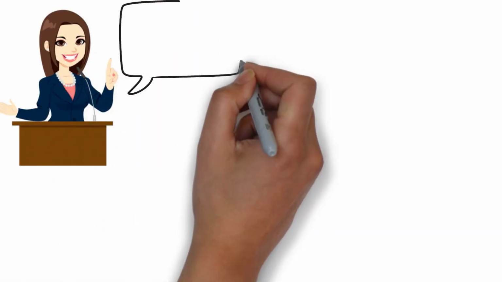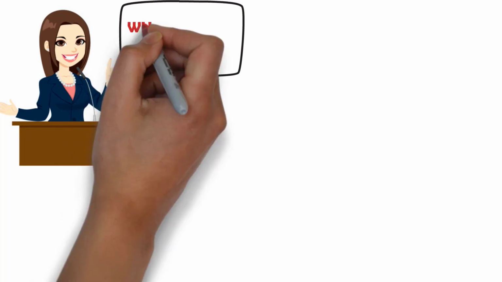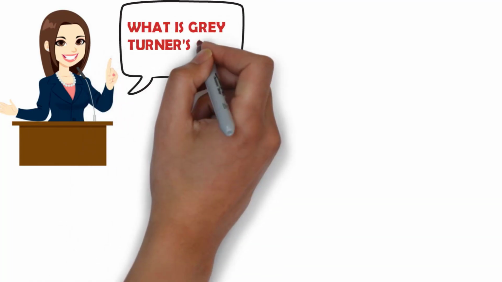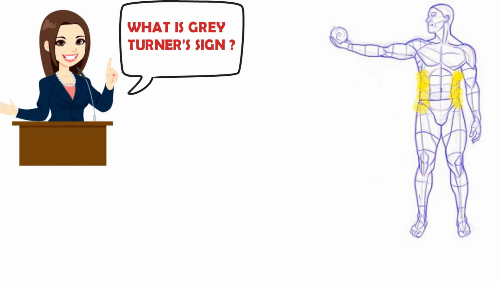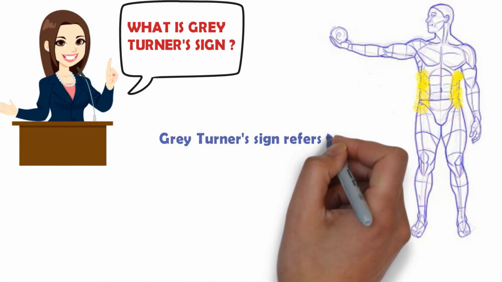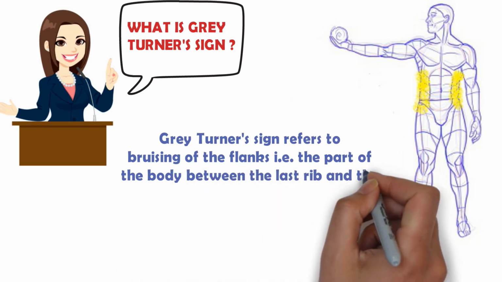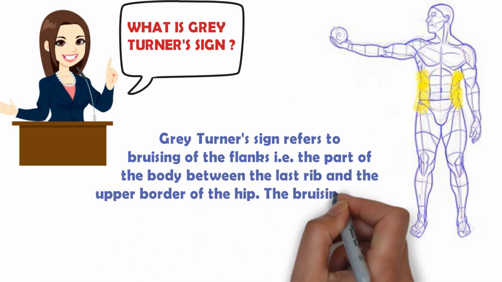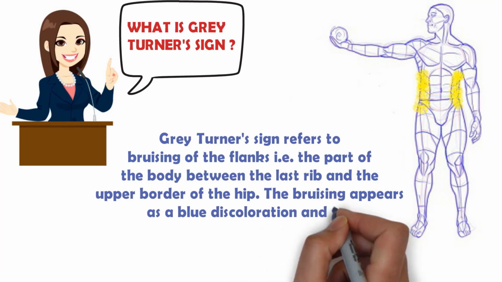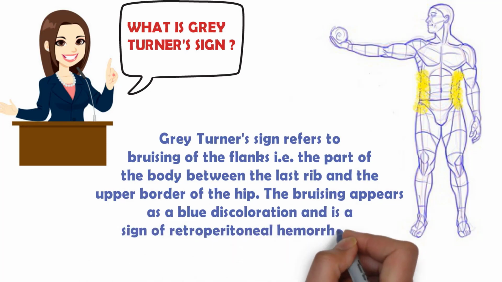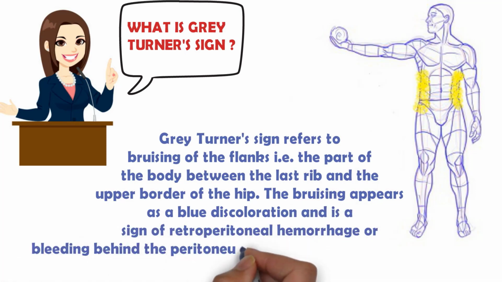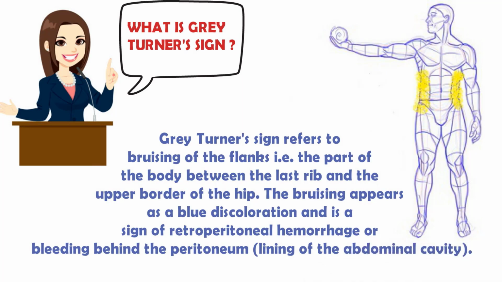So let's discuss Grey Turner's sign. What exactly is Grey Turner's sign? Grey Turner's sign refers to bruising of the flanks, that is, the part of the body between the last rib and the upper border of the hip. The bruising appears as a blue discoloration and is a sign of retroperitoneal hemorrhage, or bleeding behind the peritoneum, that is, the lining of the abdominal cavity.